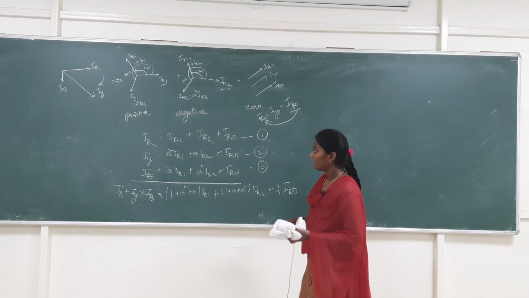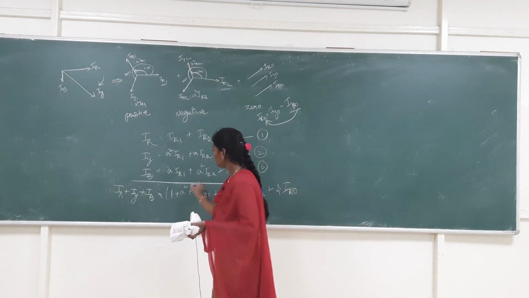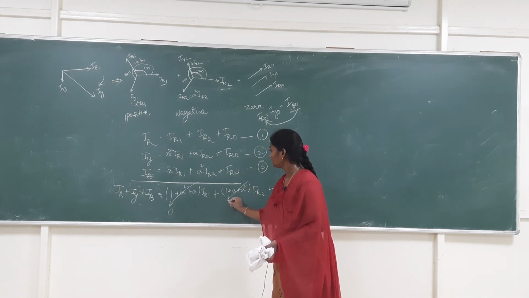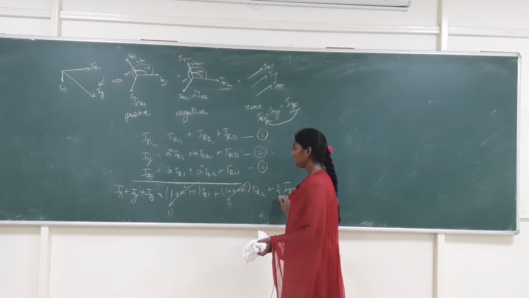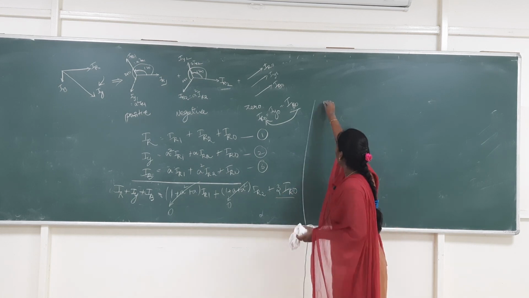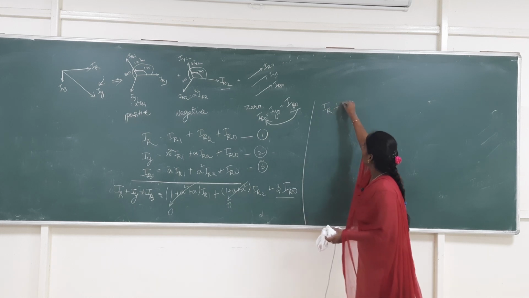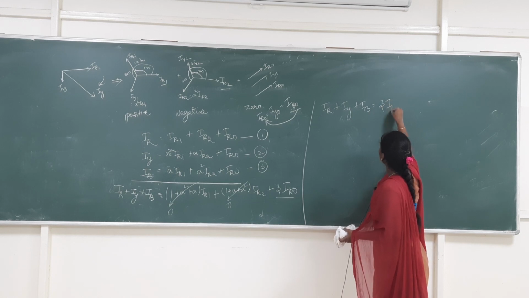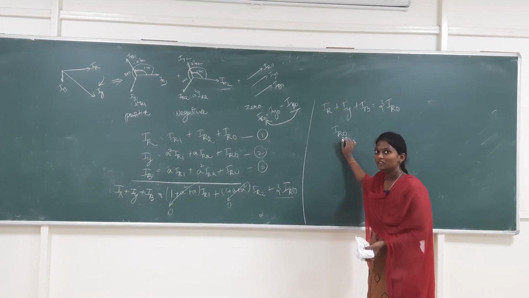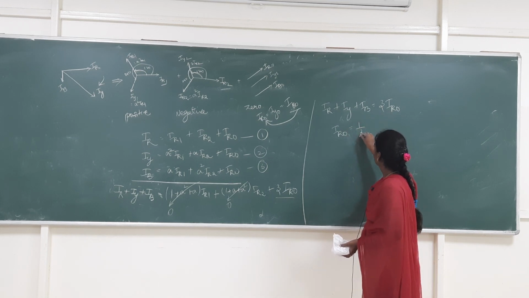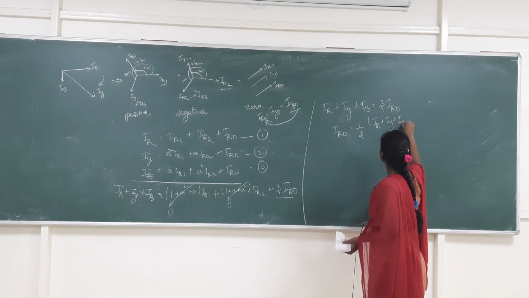We know that 1 plus A square equals 0. So we have only the zero sequence component, only IR0 exists. IR plus IY plus IB equals 3 times IR naught. IR naught, the zero sequence symmetrical current, equals 1 by 3 times (IR plus IY plus IB).